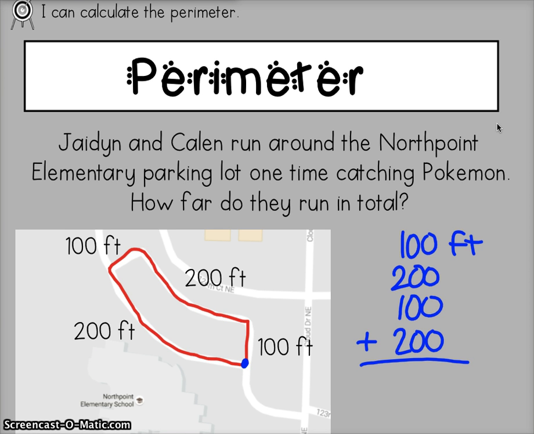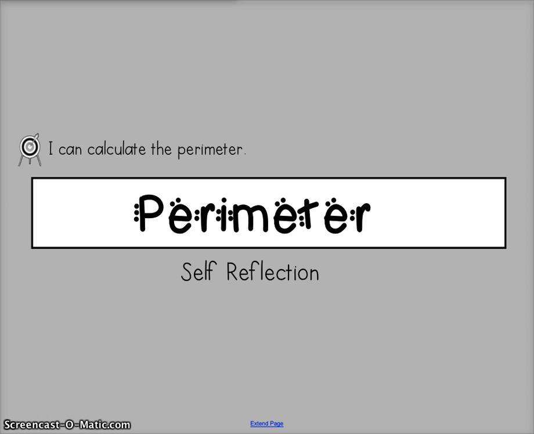0 plus 0 plus 0 plus 0 is 0. 0 plus 0 plus 0 plus 0 is 0. 1 plus 2 is 3. Plus 1 is 4. Plus 2 is 6. Okay, so they ran 600 feet total. That is another application problem involving some third graders even. So you don't have to be a homeowner or a runner to use perimeter.